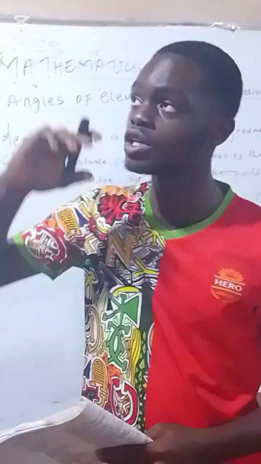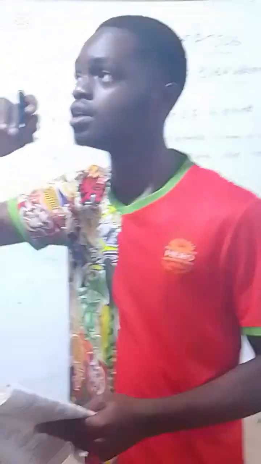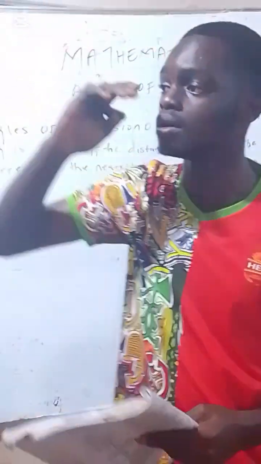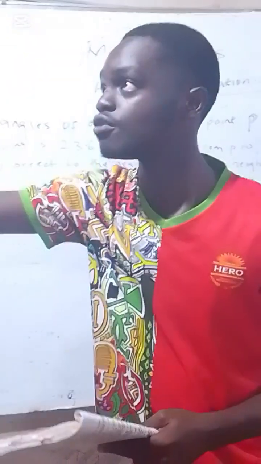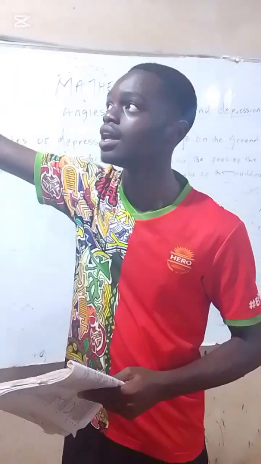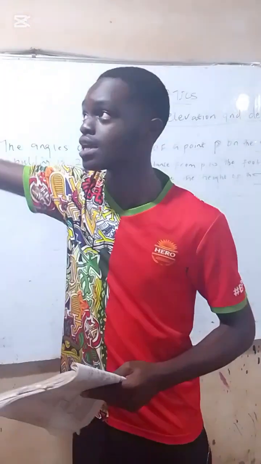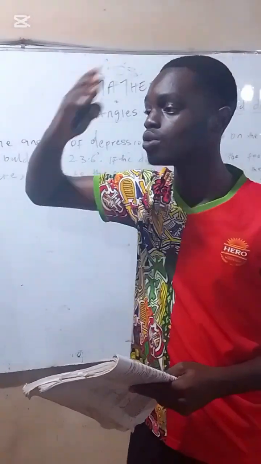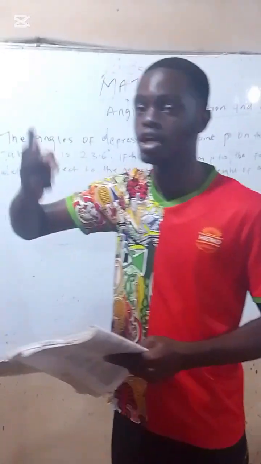Now, I'm going to explain what is angle of elevation. This angle of elevation is when you are looking upwards, you understand? Like sighting something, maybe a bird on top of a tree. The angle between your eye level and the line you use to sight the bird, that angle in between them is called the angle of elevation.